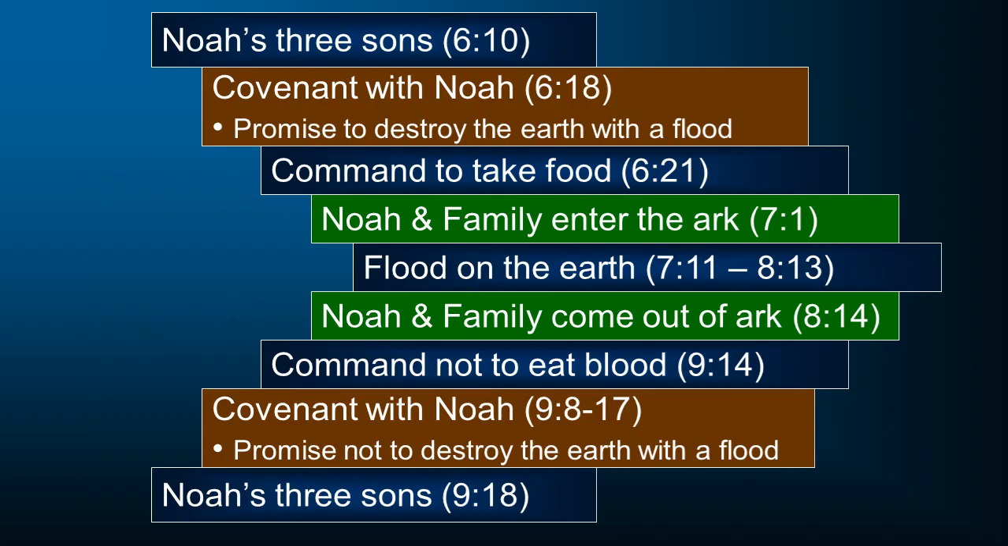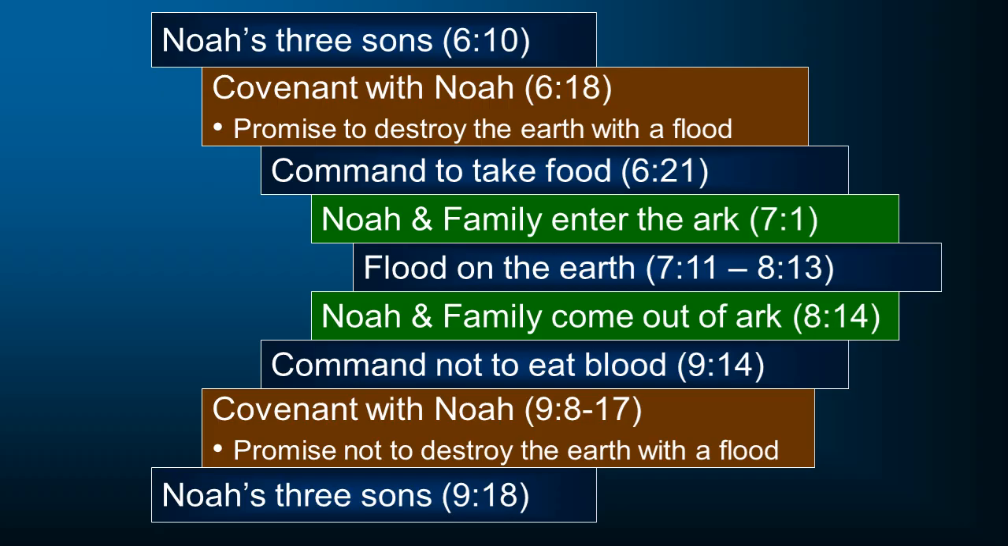Now, we have in the story, and notice I've color-coded this, in chapter 6, verse 10, Noah's 3 sons are mentioned. And then in chapter 6, verse 18, God says, I'm going to cut a covenant. We'll talk more about this in a bit, but this is the first use of the word covenant here. And there's a promise that he's going to destroy the earth with a flood. Next, there is a command to take food, chapter 6, verse 21. And then Noah and his family entered the ark, chapter 7, verse 1. And the whole center part of the story, almost a chapter and a half, from chapter 7, verse 11 to chapter 8, verse 13, is the story of the actual flood. I'll come back to that in a second.